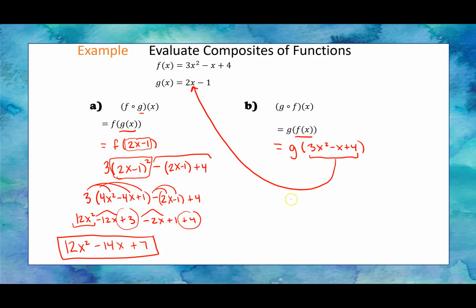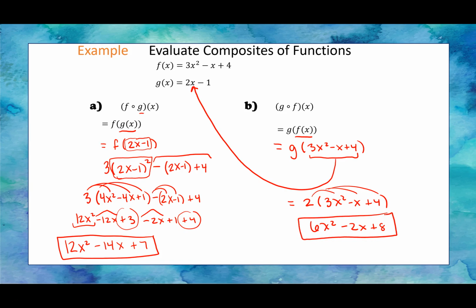So this is going to be equal to 2 times parentheses 3x squared minus x plus 4. While doing distributive property, that's going to give me 6x squared minus 2x plus 8. And that's it. We're done.